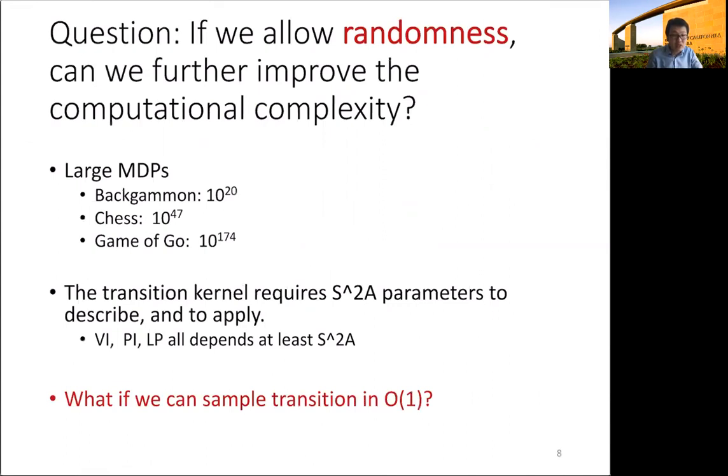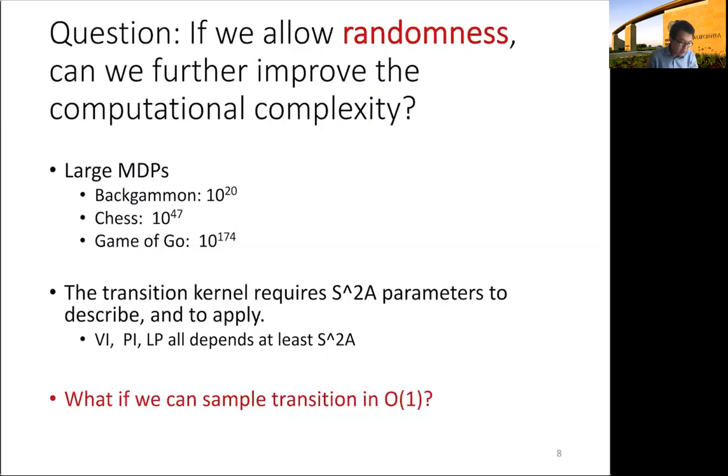If we consider some of the games that artificial intelligence had previously conquered, backgammon, chess and Go, even the smallest game of them all, backgammon, the state space is on the order of 10 to the power of 20, right? So for the game of Go, linear dependence on the state space is unacceptable, let alone quadratic dependence in the state space.